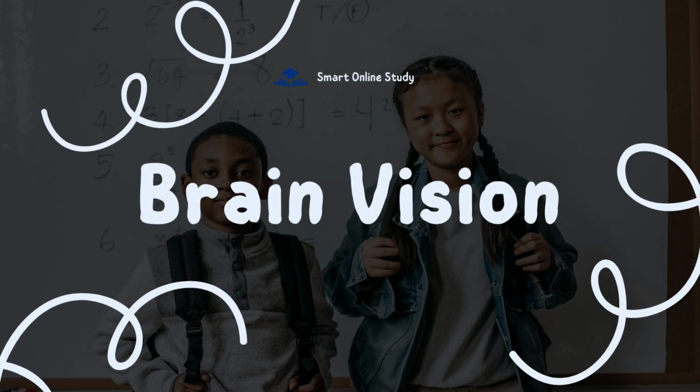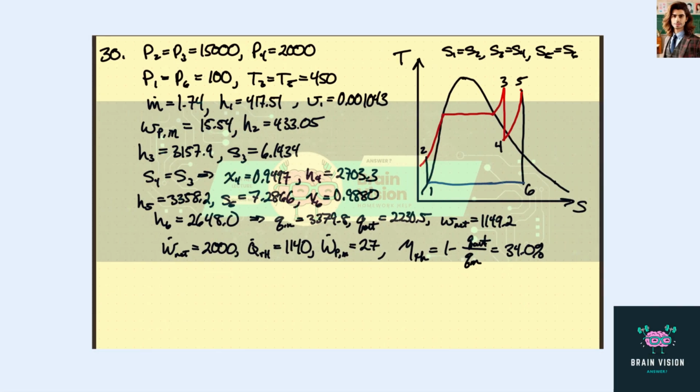Welcome to Brain Vision. So we have this ideal reheat Rankine cycle with water as the working fluid. It operates in a boiler, and the boiler pressure here is 15,000 kilopascals or 15 megapascals. The reheater is at 2,000 kilopascals, so that's 0.4 here. And the condenser's at 100 kilopascals, so 4, 1, and 6 are at 100 kilopascals.